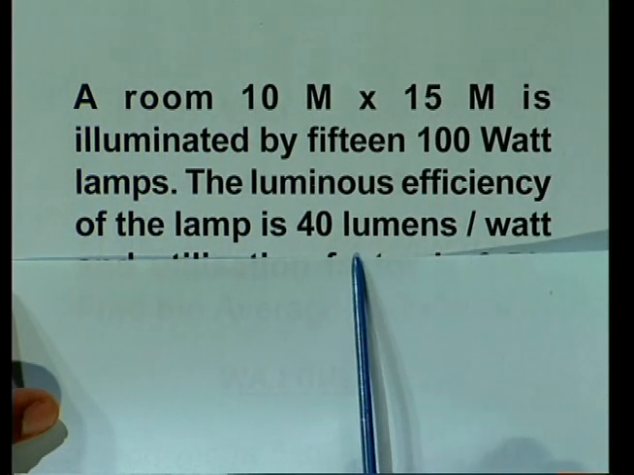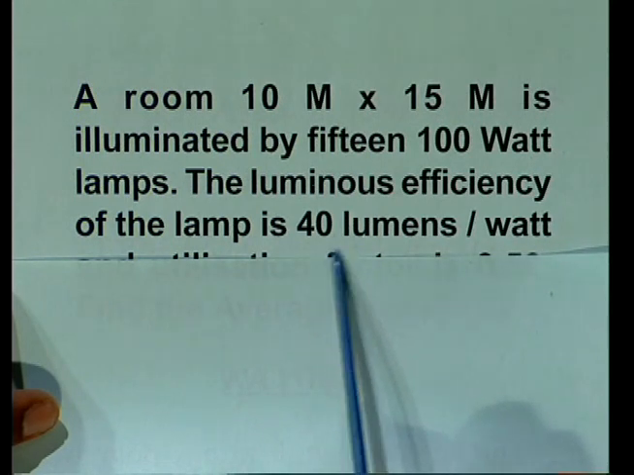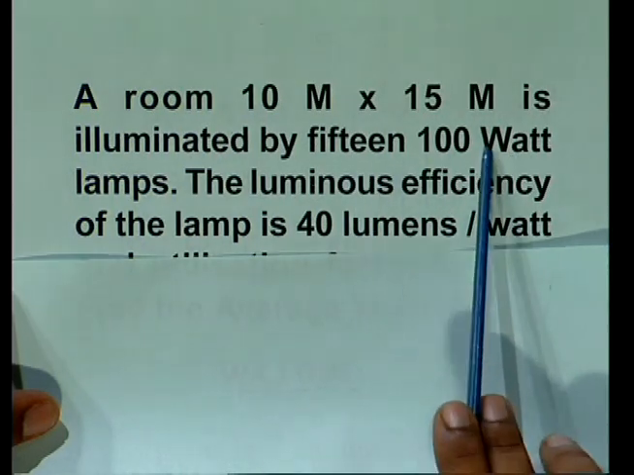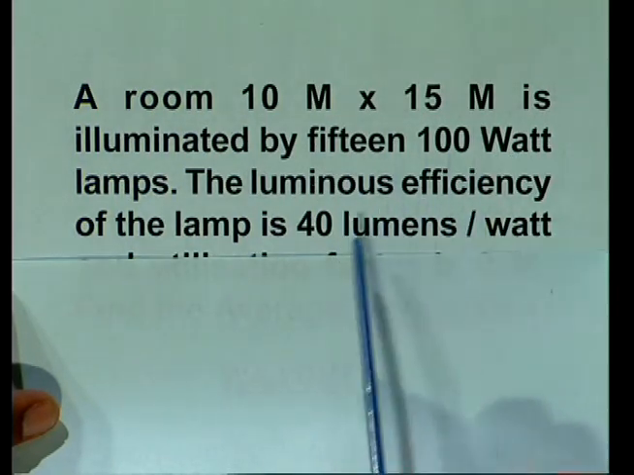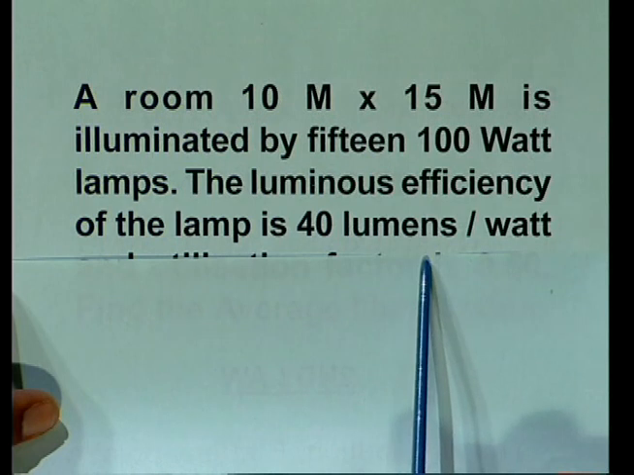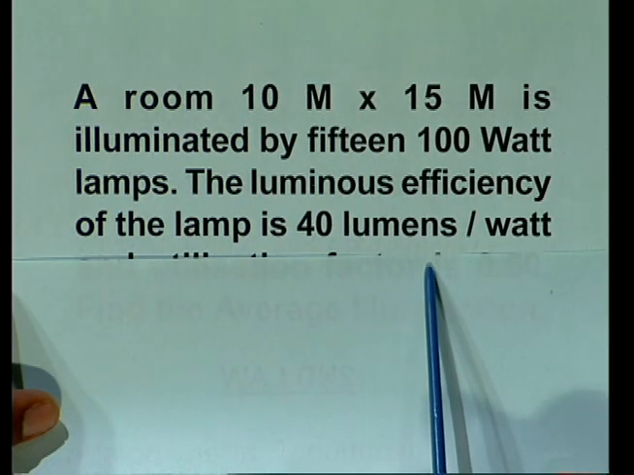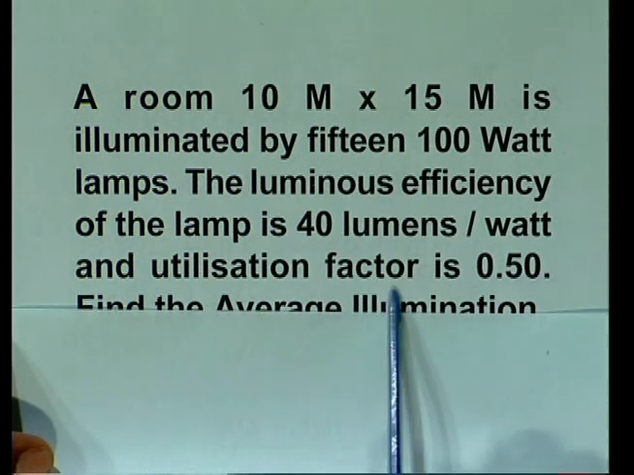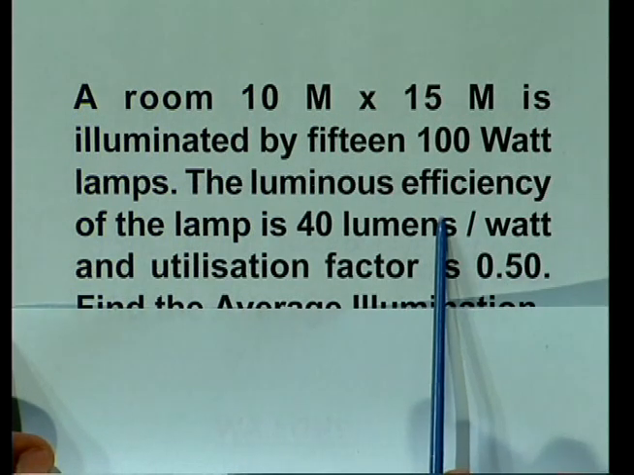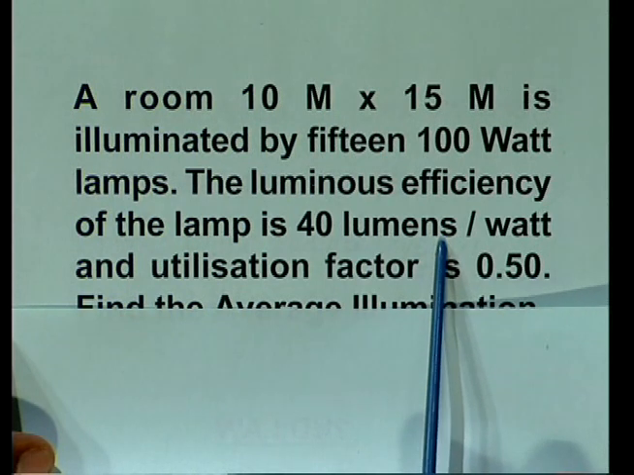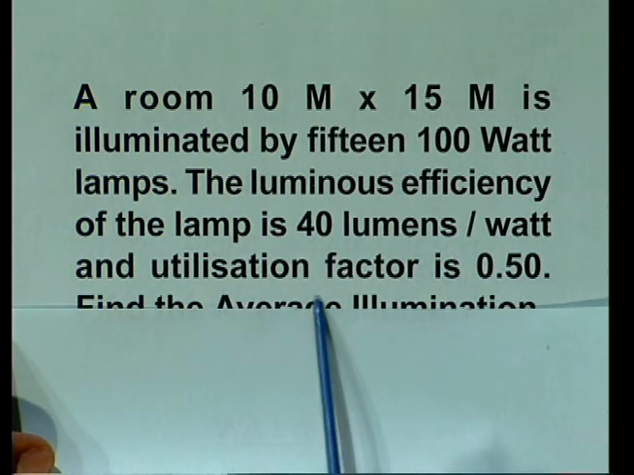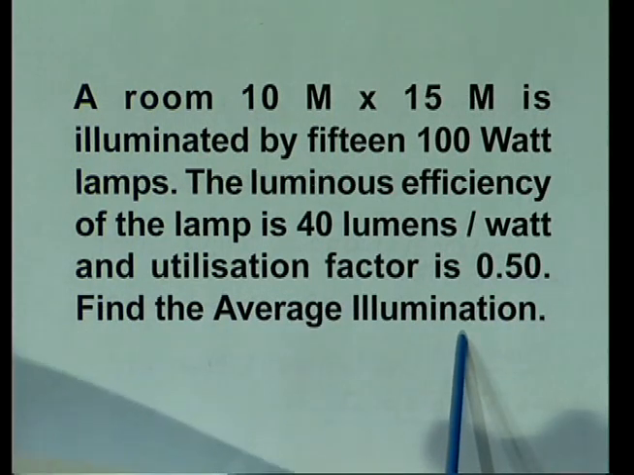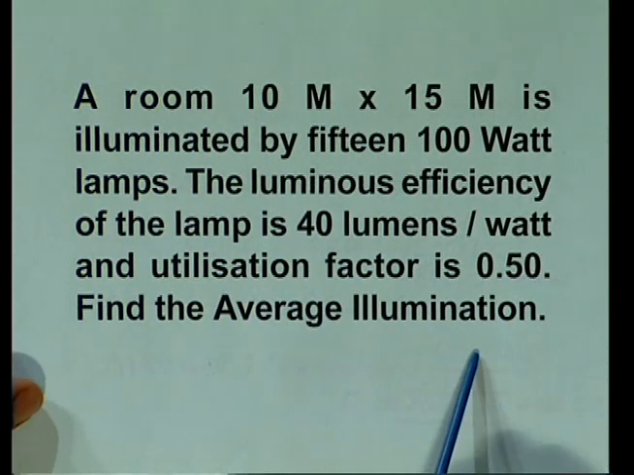So, how many lumens in total is it giving? 40 lumens per watt. How many watts are there? 15 into 100, 1500 watts. So, 1500 into 40 gives the total lumens output on the working space, and the utilization factor is 0.5. That means not all lumens are utilized by the object or surface. Some wastage is there, that is 0.5. Find the average illumination.